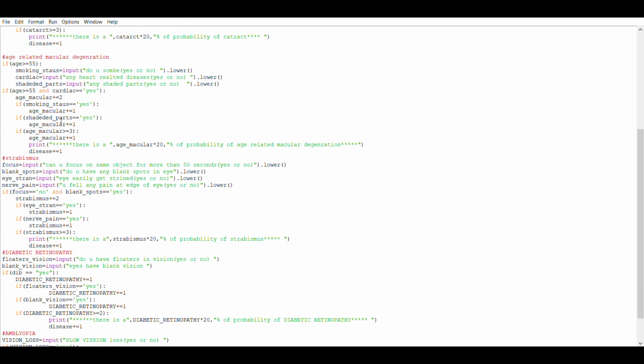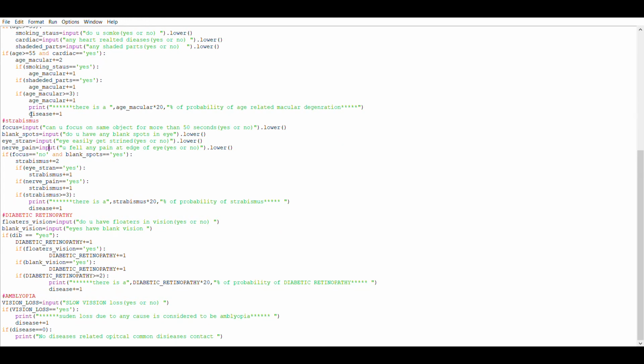Age-related macular degeneration: if age is greater than or equal to 55, it is caused by smoking habits and cardiac problems. If you are a cardiac patient, there is a maximum probability of getting macular degeneration. So if you are 55 or older, have cardiac problems, are a smoker, and have any shaded spots, where floating objects appear in your eye that are not actually there, we calculate the probability of age-related macular degeneration.